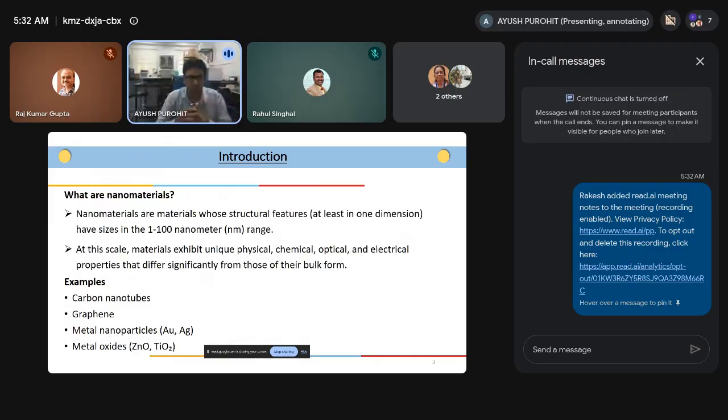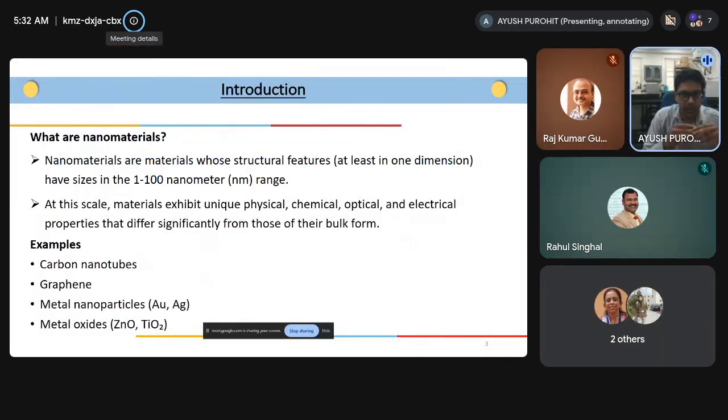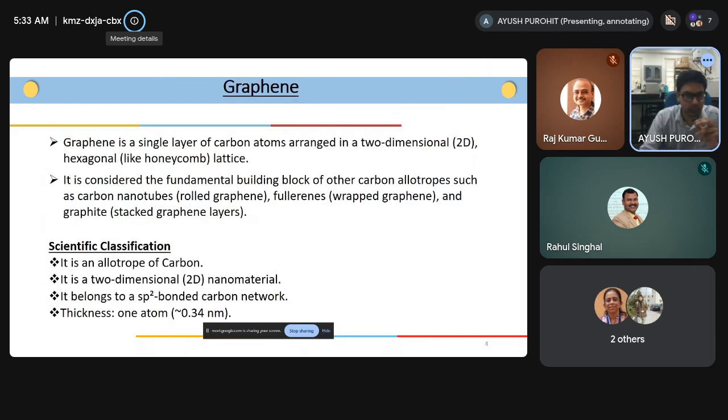This is the introduction. In the introduction I tell about what is nanomaterial. Basically nanomaterials are those materials which have the range of 1 to 100 nanometer, and in that scale materials exhibit unique properties, having great electrical property and high surface to volume ratio, rather than in the bulk form. Some examples are carbon nanotube, graphene, metal nanoparticles, metal oxide, and others.